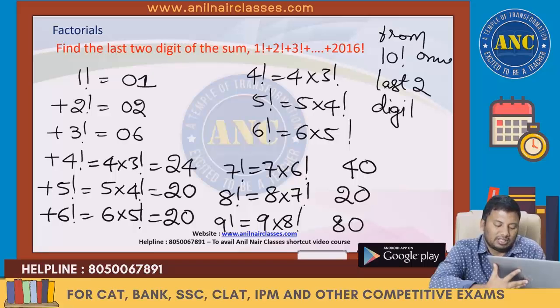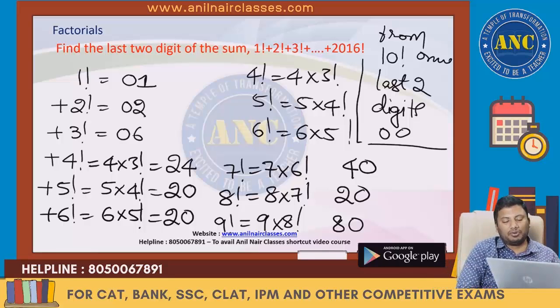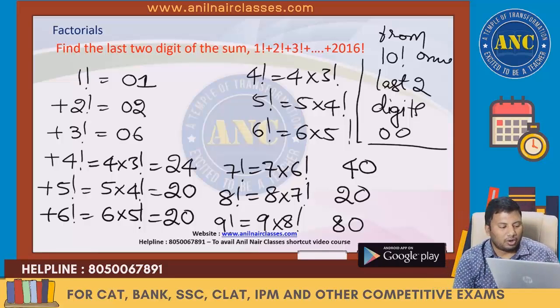Why? Because 10 factorial will have 2 powers of 5 and greater powers of 2. It is 0, 0. I hope it is clear.